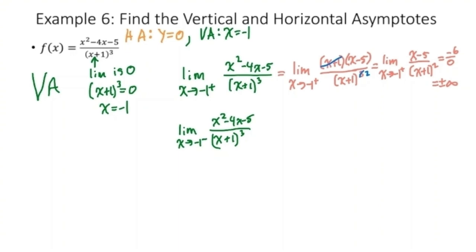Since one of our one-sided limits was infinity or negative infinity, we don't have to check the other side. That's because we only need one side to increase or decrease without bounds to have a vertical asymptote. So our horizontal asymptote is y = 0, while our vertical asymptote is x = -1.